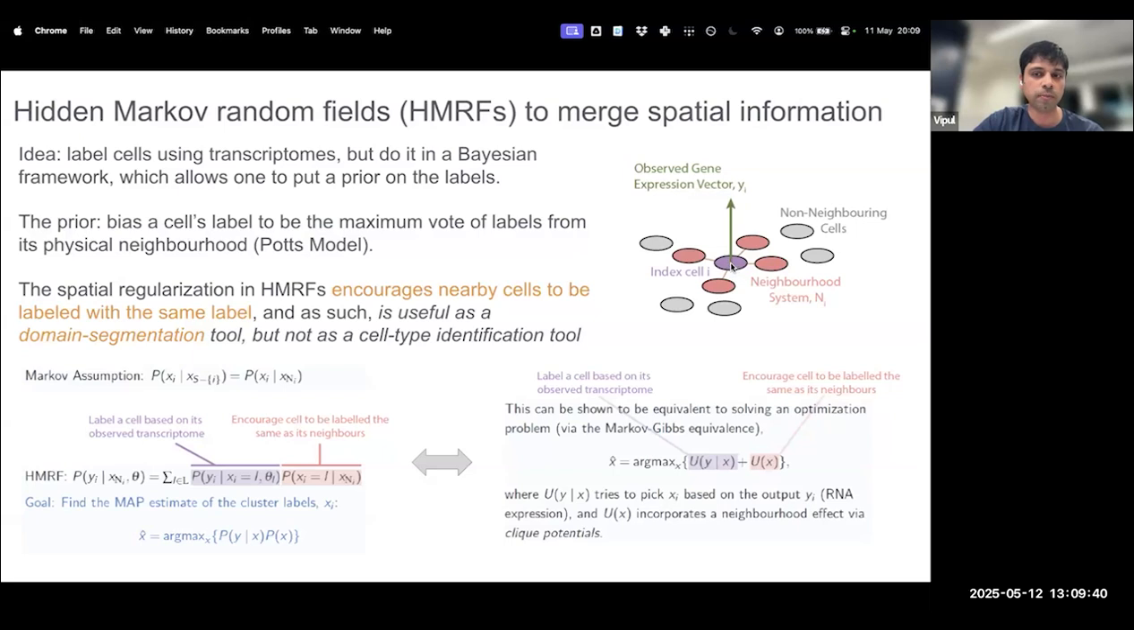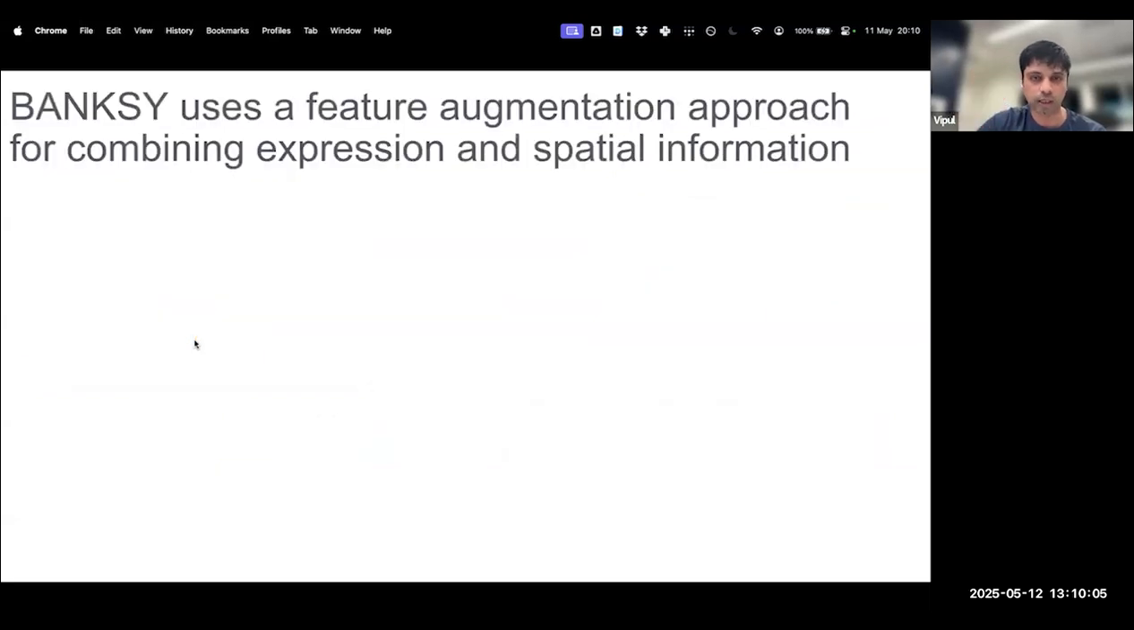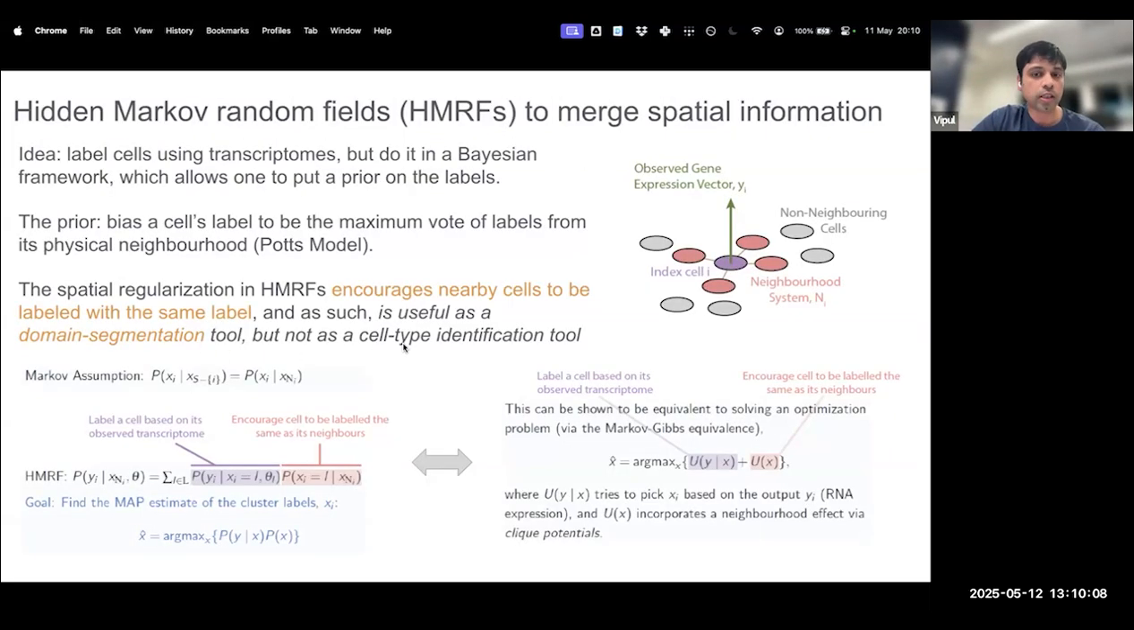So what HMRFs do is label the cell given the observed gene expression vector, but then regularize or bias that label towards being the same label as the majority cell type label in its neighborhood, right? You can imagine this has a smoothing effect, tending to encourage nearby cells to be labeled with the same label. As such, it can be a good tool for domain segmentation, where nearby cells should be labeled with the same domain label, but not a very good cell type identification tool. There's also a slight problem with the underlying implicit assumptions within this framework.